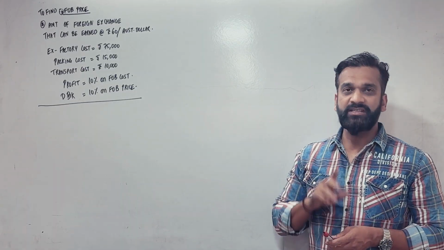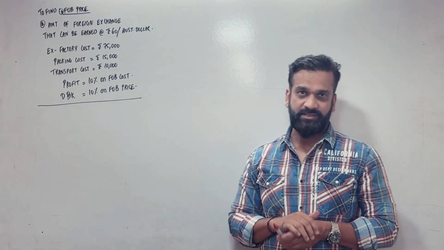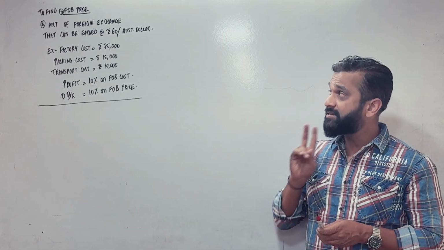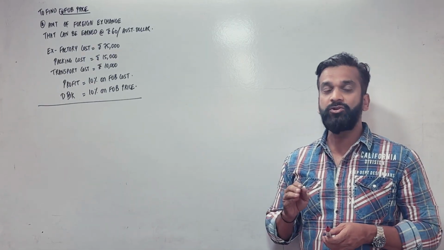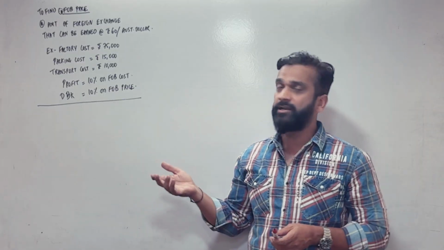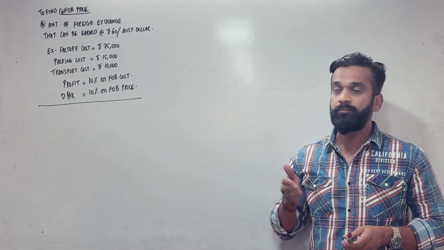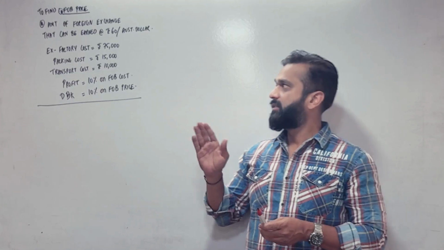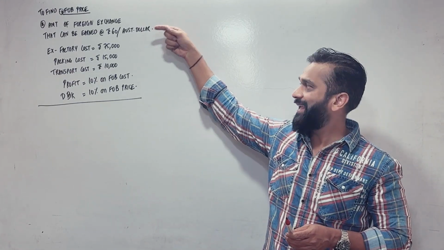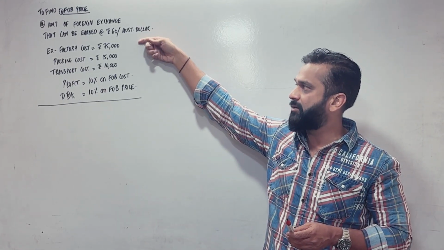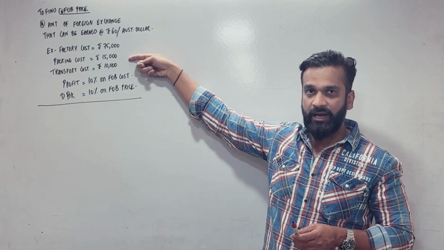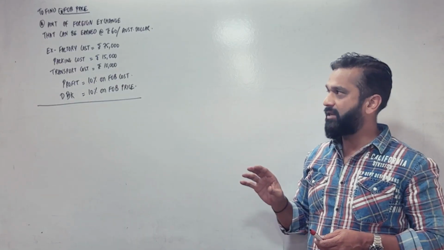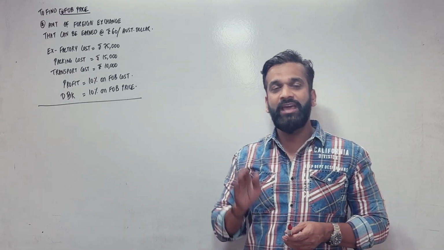This is the second question of today's video. In this question, we are supposed to find out the FOB price first, and second, the amount of foreign exchange that can be earned at rupees 60 per Australian dollar. Now here, the expenses are given. Ex-factory cost 75,000, packing cost 15,000, transport cost is rupees 10,000. So I can first find the FOB cost.